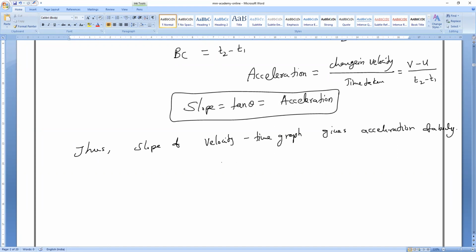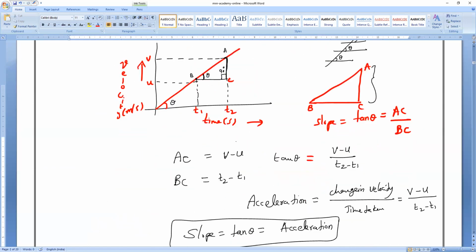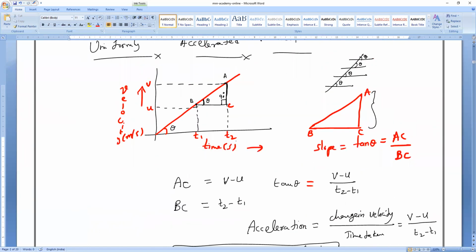Now observe, as we know in the previous case, the area under the graph will give you what? All of you respond. Displacement. Understanding? Same way, now I want the displacement under this graph between this point B and point A.